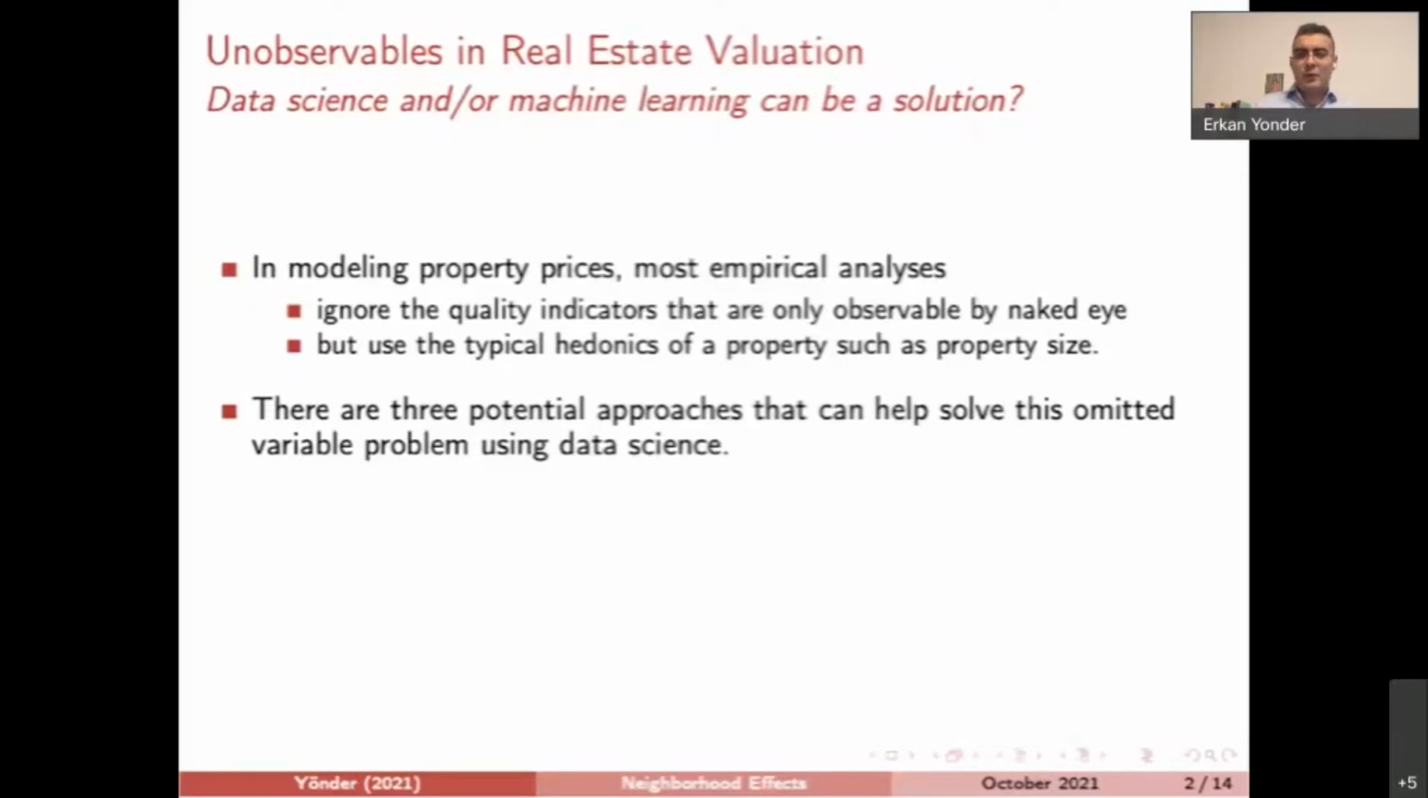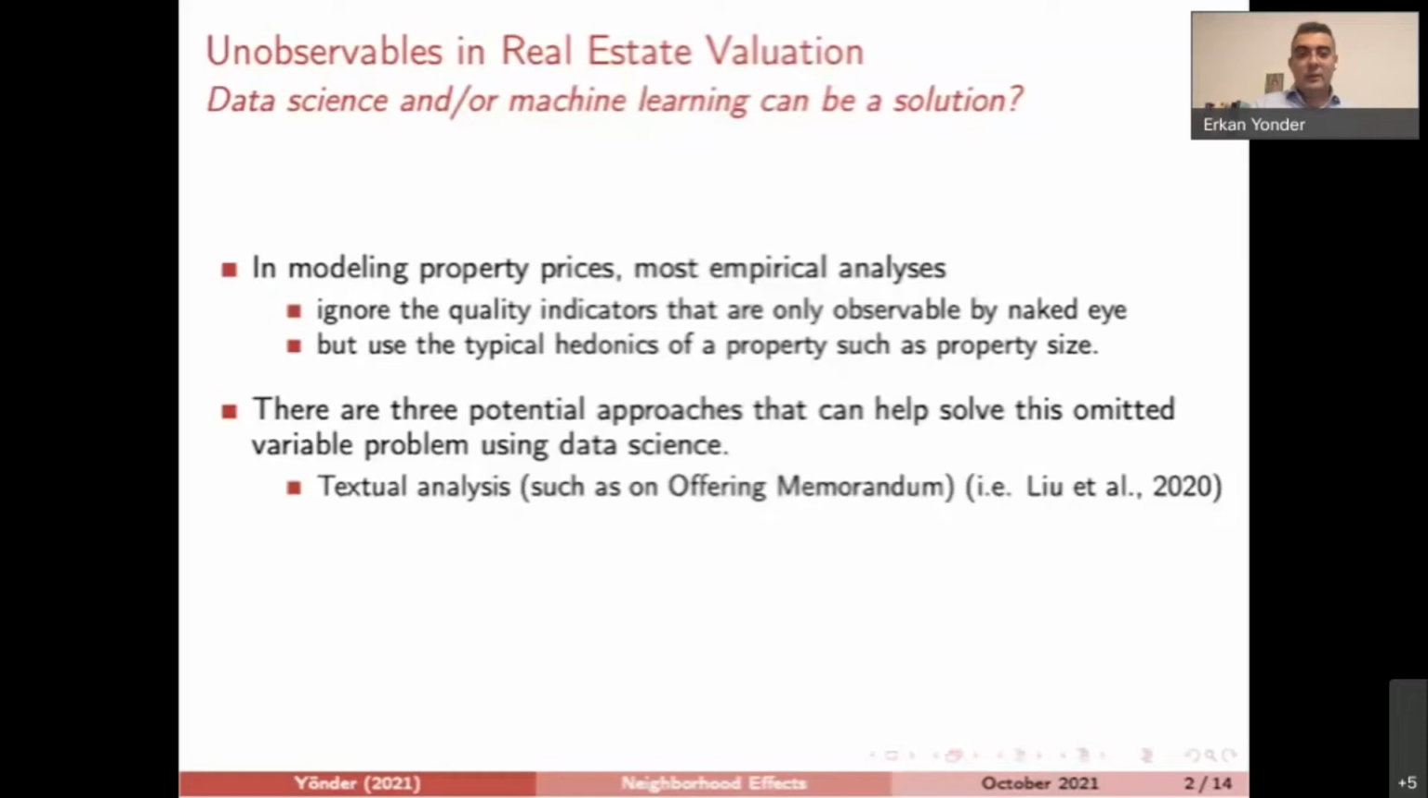There are three potential approaches to solve this omitted variable problem, or this unobservable quality problem, which have been developed recently in the literature. We can do some textual analysis. In the housing market, if you look at the academic literature especially, you'll see that there are some textual analyses looking into the brokers' tags that are put on the real estate agent websites. And we can do some textual analysis on these and try to get some quality indicators that are not observable in our data sets, and improve our valuation models.